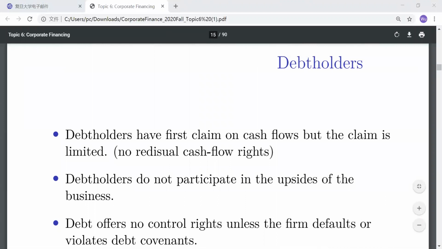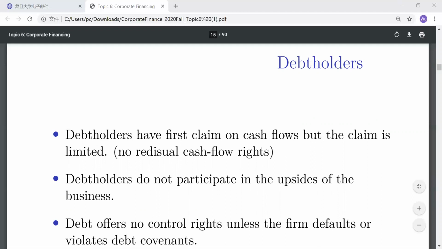And now let's move on to debt holders. Debt holders have first claim on the cash flows, but the claim is limited. For example, debt holders don't receive dividends. They only receive the debt interest payments. That's why they don't have residual cash flow rights. And debt holders do not participate in the upside of the business.